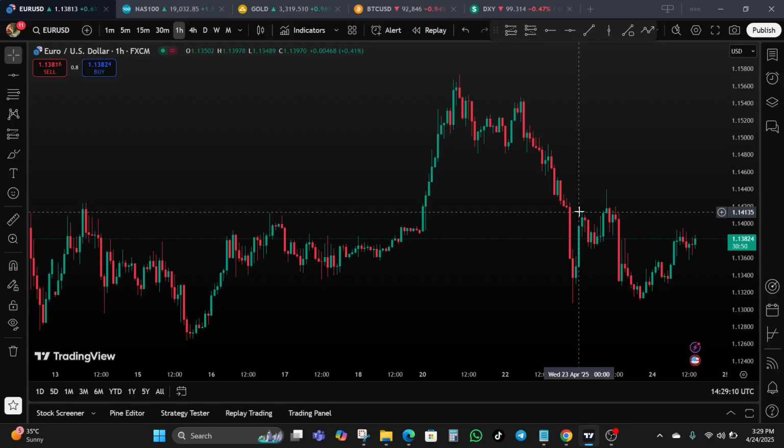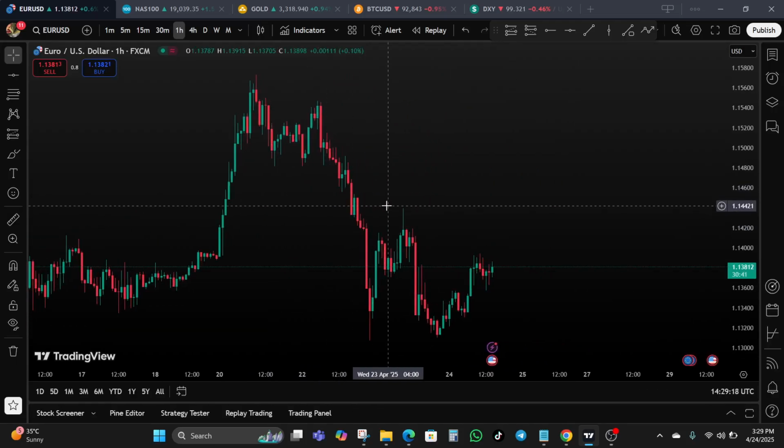We are going to be discussing pullbacks. Pullbacks are golden entry points if you know how to spot them. In this video we are revealing the best pullback indicators on TradingView to help you enter trades with more confidence and clarity. No more chasing breakouts or missing the move. It's time to trade smart.